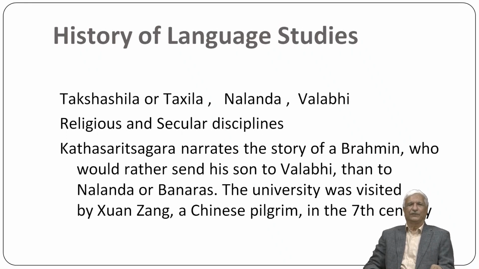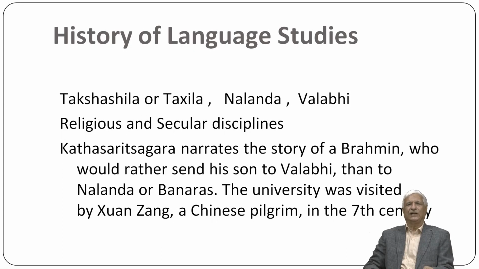We will take the example of Takshashila or Taxila as one university. That was the first university that came into existence. Then we take the example of Nalanda, which came to be the second important international center of learning. And we will take the example of Vallabhi, which also was a major center of learning situated in Gujarat. These universities taught religious texts, of course, but they also taught secular disciplines and secular texts.